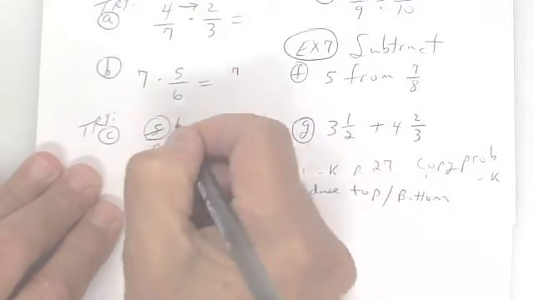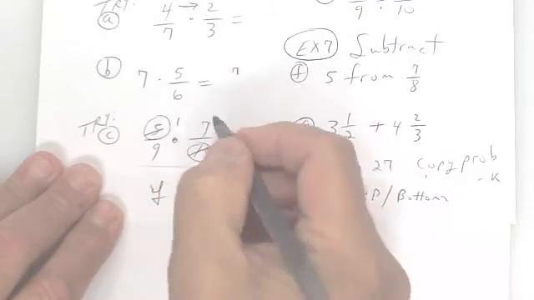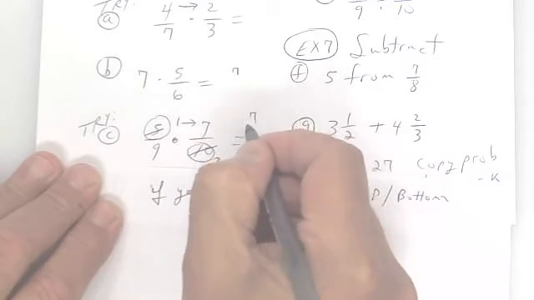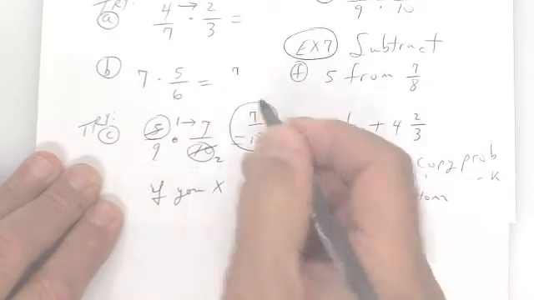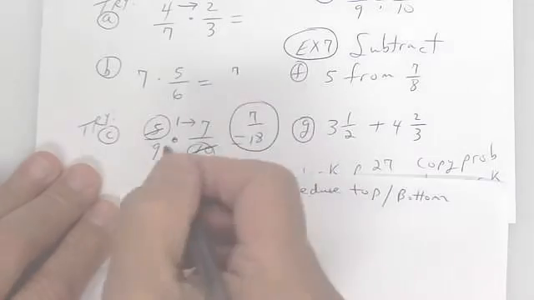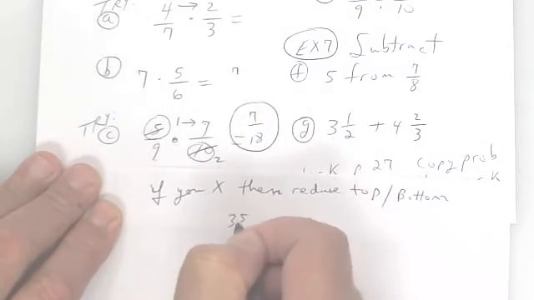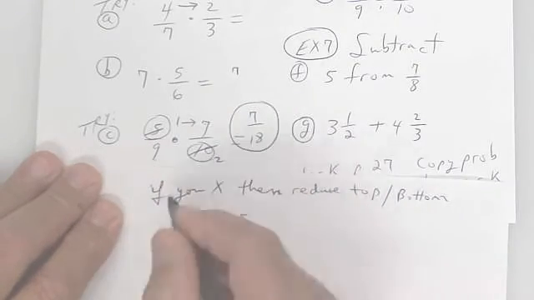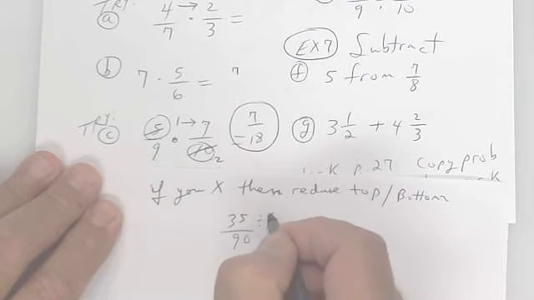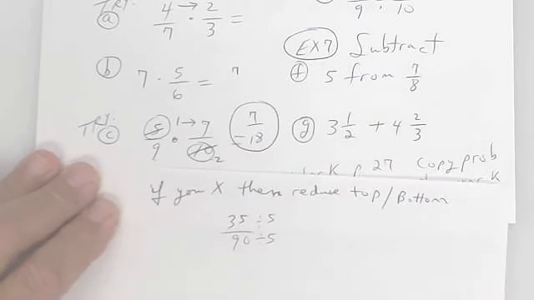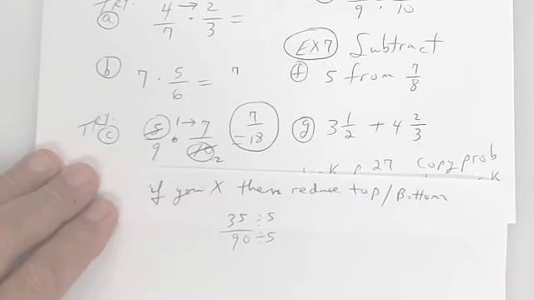So 5 goes into 5 once, 5 goes into 10 2. 1 times 7 is 7. 9 times 2 is 18. You're done. Now, if you don't reduce, you're going to get 35 over 90, 9 times 10, and then you got to reduce by 5, and then you'll get it. I would rather you reduce beforehand.